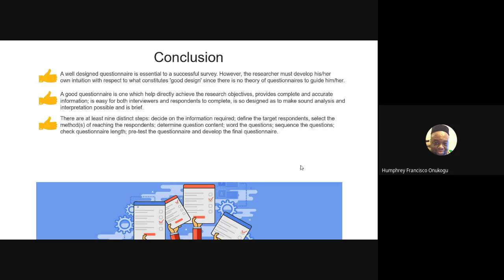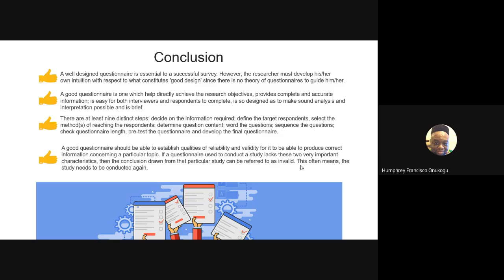You have to decide on the information required, define the target respondent, select the method of reaching the respondent, determine the question content, word the questions, sequence the questions, check the questionnaire length, pretest the questionnaire, and finally develop the final questionnaire. And of course, a good questionnaire should be able to establish qualities of reliability and validity for it to be able to produce correct information concerning a particular topic.